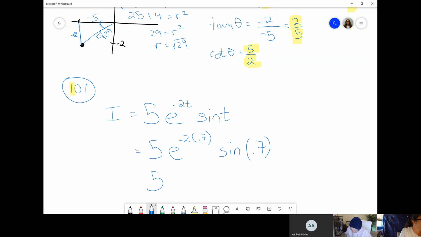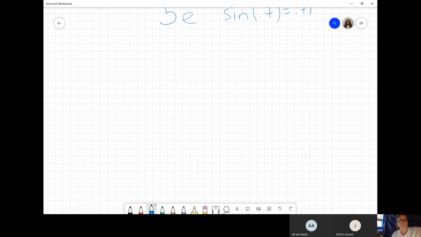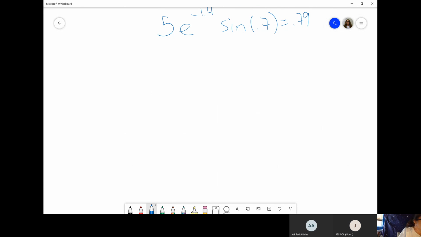This is not in degrees. Whenever you have a model, and we do some more later on in the other chapters, you have to change your calculator into radians. So it's negative 1.4 times sine 0.7. It is approximately 0.79 amps. Okay? Cool. Now let me go back to what else is in 4.4.